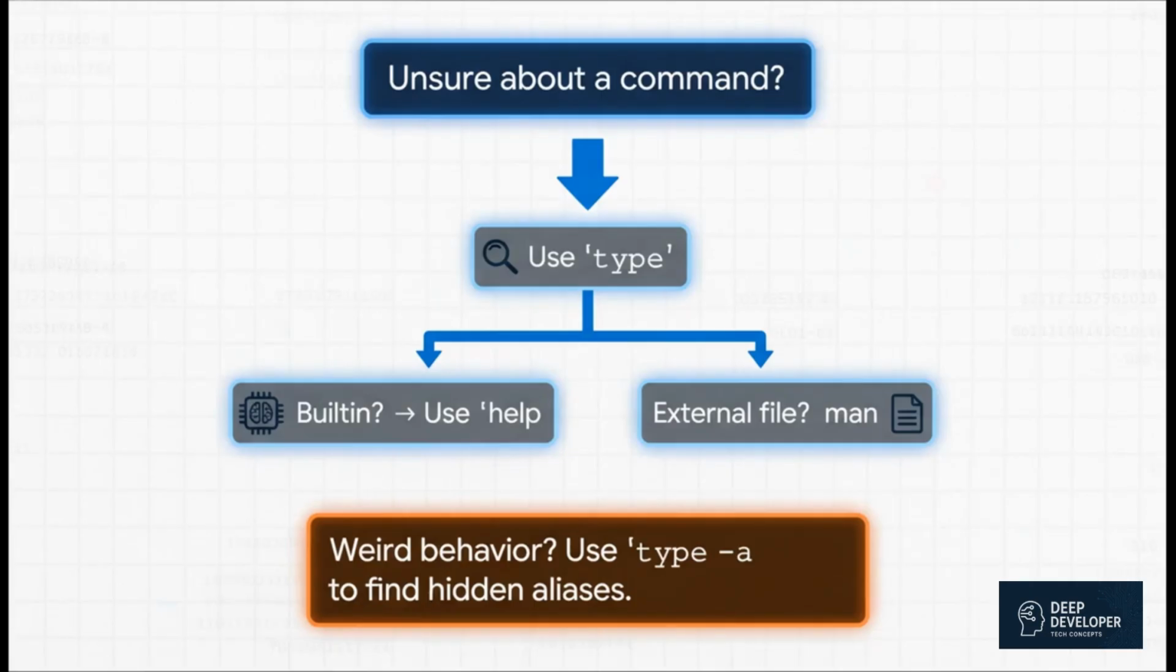So let's put this all together into a simple, powerful workflow. From now on, whenever you're unsure about a command, just use type to figure out what it is. If the answer is builtin, use help to get a quick summary. If it's a file path, use man for the deep dive. And if something just feels off, use type -a to see if there's a sneaky alias getting in the way.